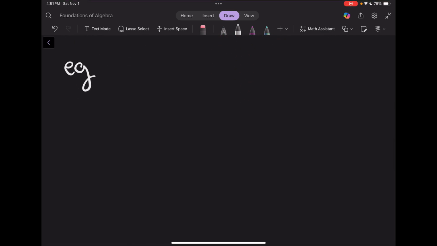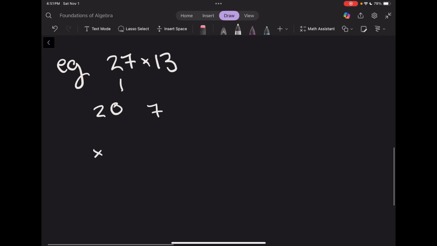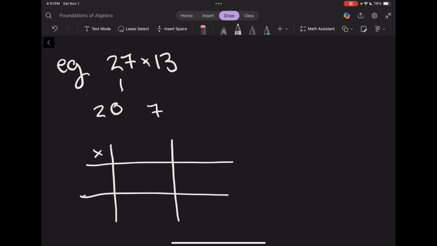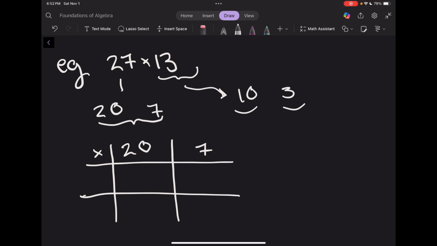Alright, let's say we have a more complicated problem like 27 times 13. So first I'm going to break this up into 20 and 7. I can start making my area box model. So I have 2 spaces here, so I know I'm going to have 2 columns. I'm going to have 20 here and 7 here. That makes 10 and 3, which is 2 spaces, so I'm also going to have 2 rows.